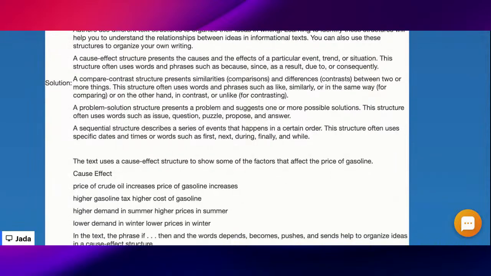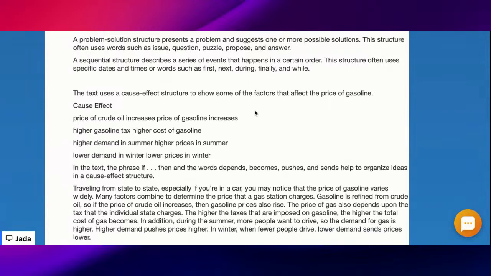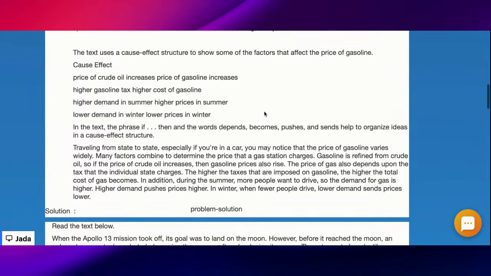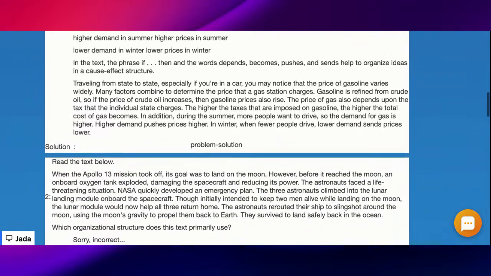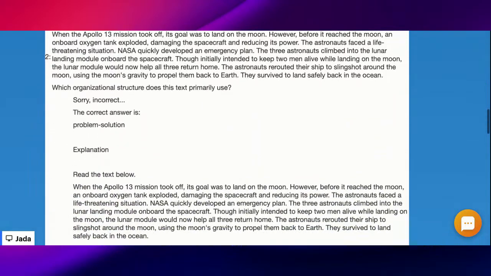So if you want to organize this structure, you can see that it's probably cause and effect. So in fact, it's using cause and effect. You can see that as a result of summer, this happens. As a result of winter, this happens. So it is problem solution. It brings a problem, and then it gives you a way to solve it.